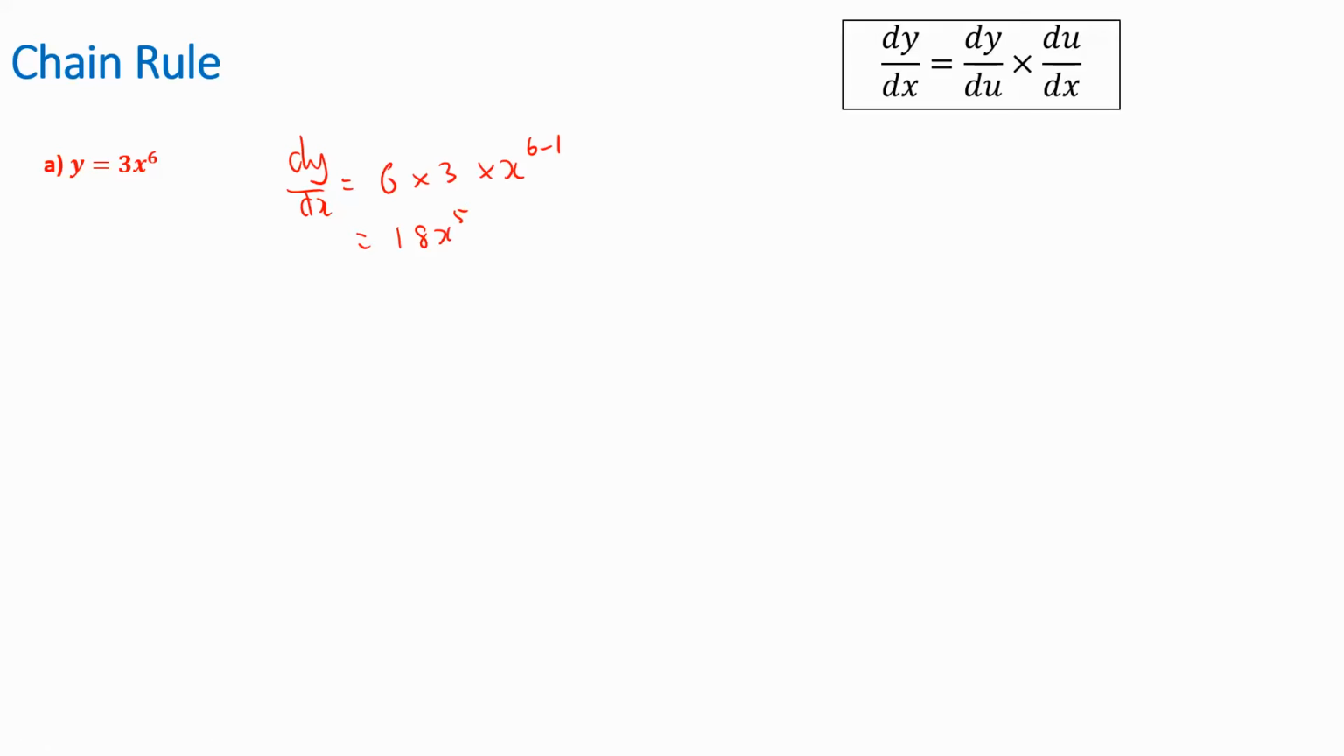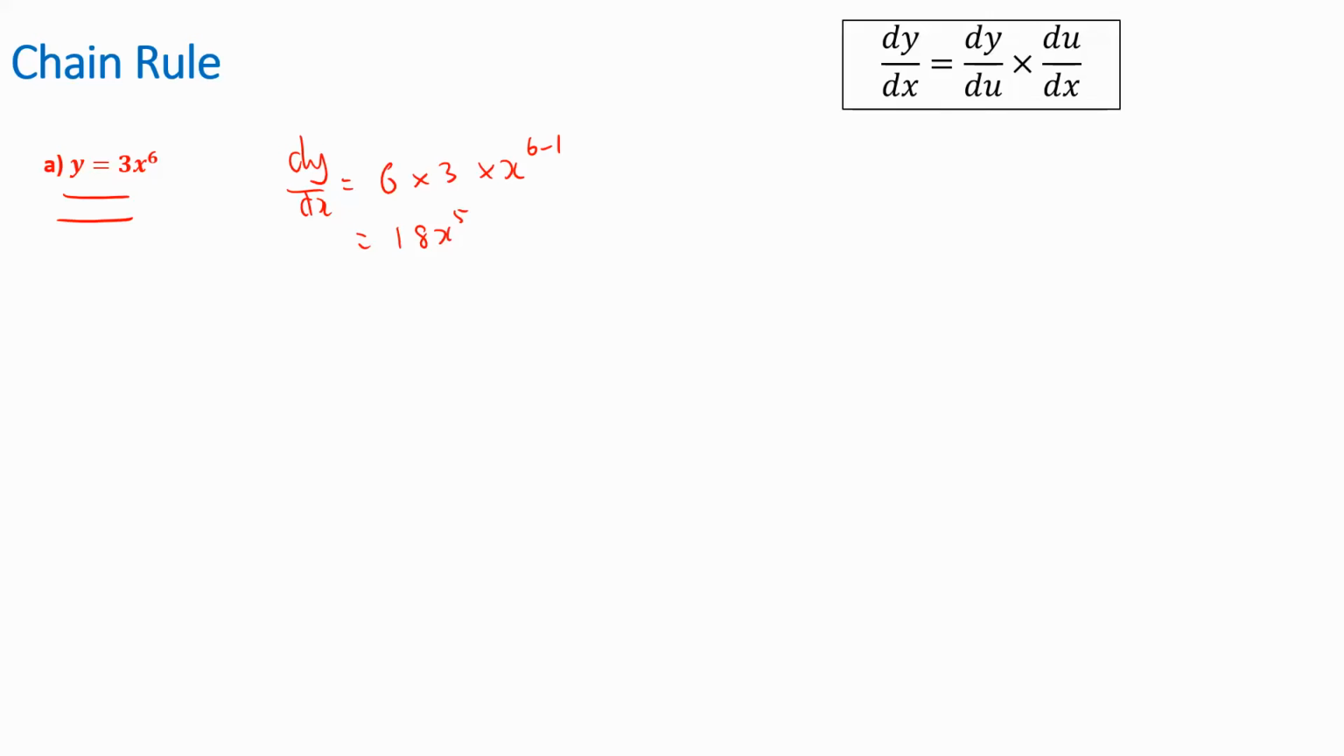So that is my gradient function. I just don't know where x is. Once I know where x is, I can find the gradient at that point. I just don't know what x is right now. But once I do, then I can find the gradient. Okay, so this one was easy. Let's up the ante a bit.